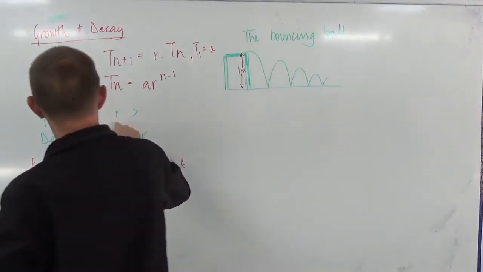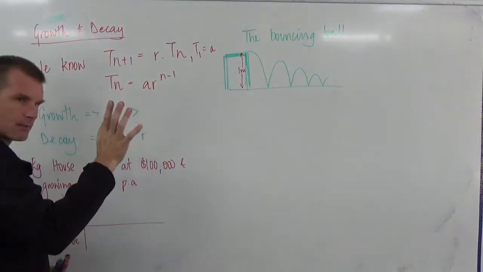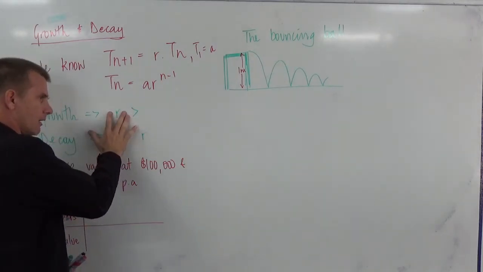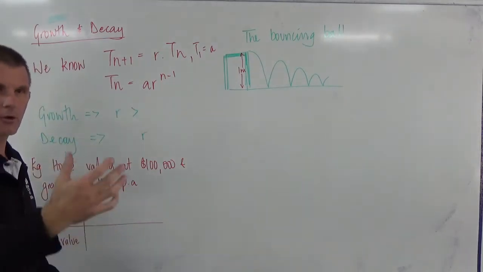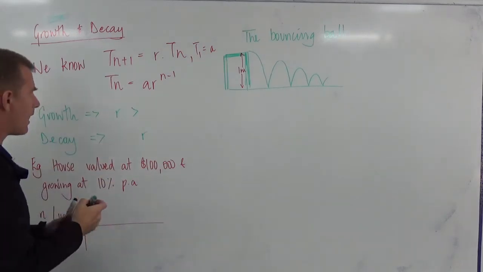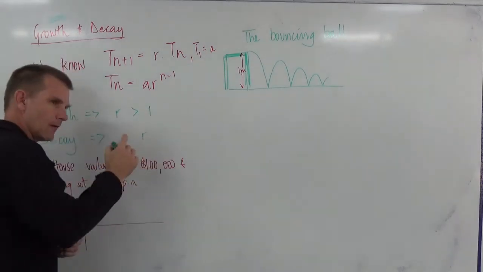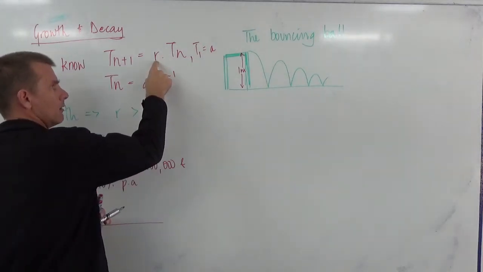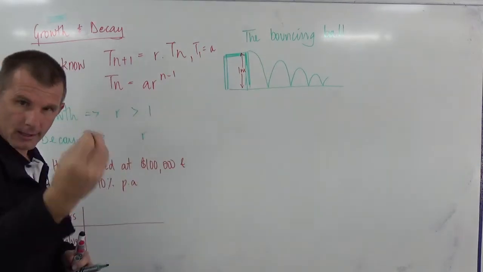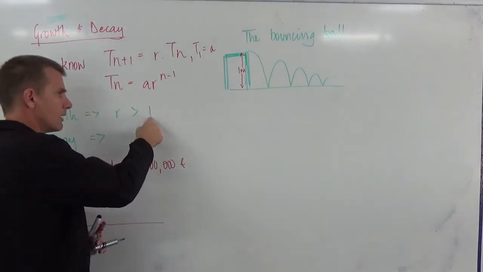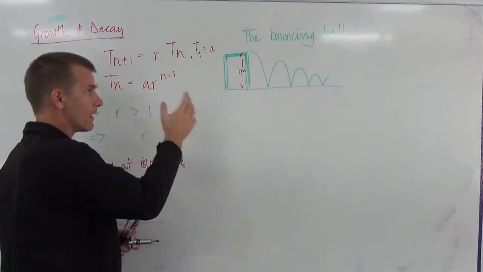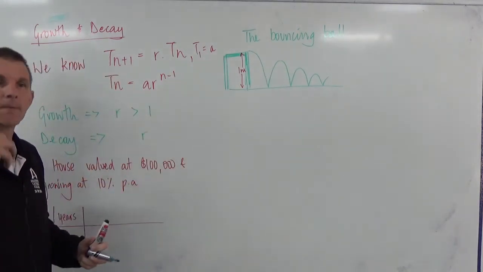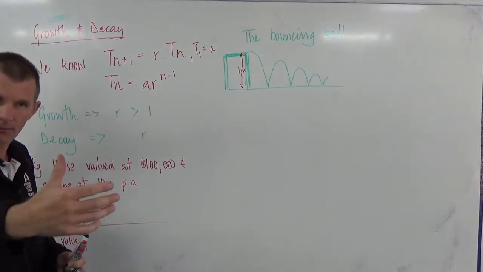Now let's talk about this R value. That's where the important thing comes in with growth and decay. Depending upon the R value depends whether we're getting growth or decay. Now if R is greater than 1, remember, R is my constant multiplier. That's the thing I'm multiplying by each time. So if I multiply by a number bigger than 1, then that means that the terms in my sequence are going to be getting bigger each time.